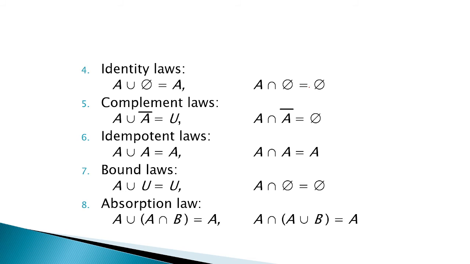Next, we have the absorption law. A union, A intersection B, is also equal to A. Take note, A intersection B consists of elements of A. If you union some elements of A with all elements of A, then that is just equal to A. Another one is A intersection A union B. This is still equal to A because A union B will have all elements of A. That's simply like intersecting with the whole A, so it is also still equal to A.